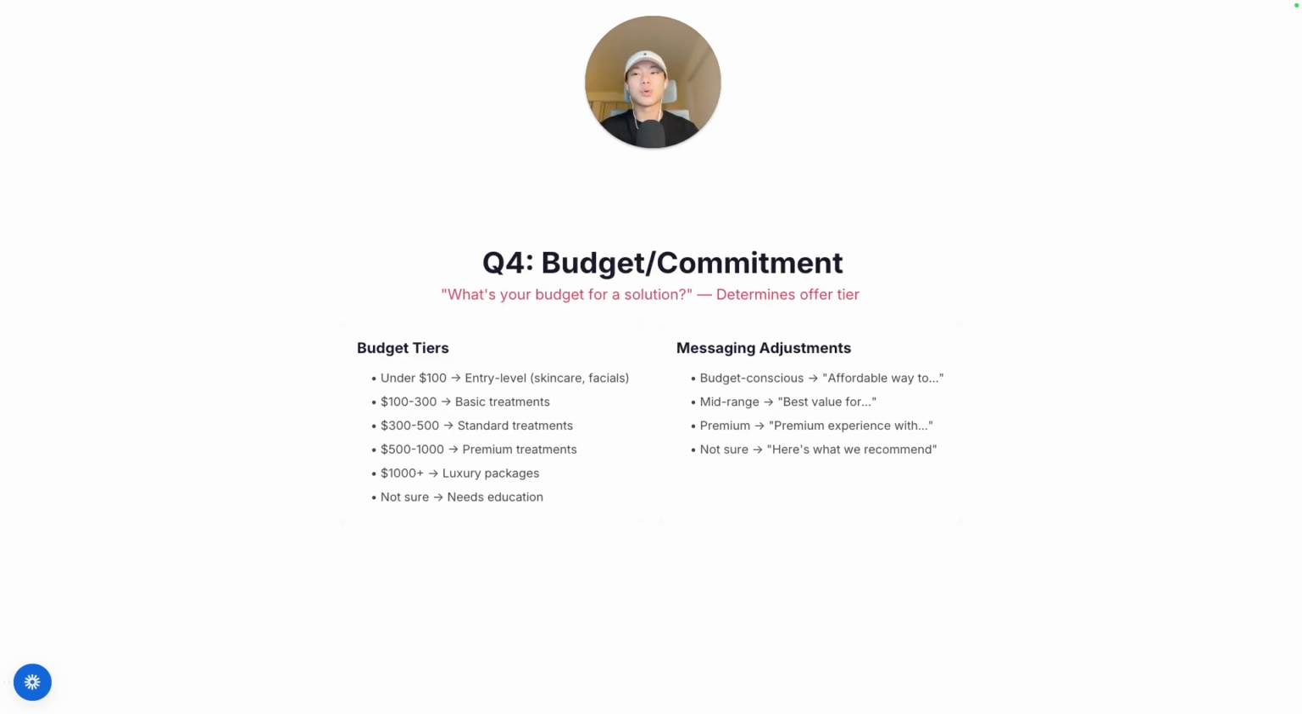Okay, the next question, budget and commitment question. What's your budget for a solution? Okay, this is the main thing, also one of the most important things for us to know, right? What is the budget? How much can they spend with us? So here are a couple of budget tiers. I'm pretty sure if you run a med spa, you'll be pretty familiar with this. So for under $100, it'll be entry level skincare and facials.